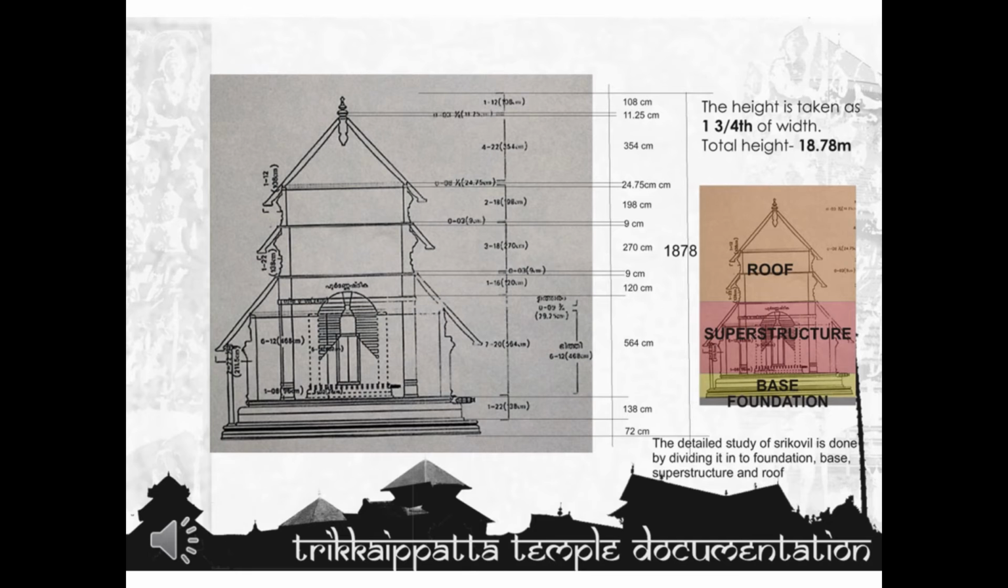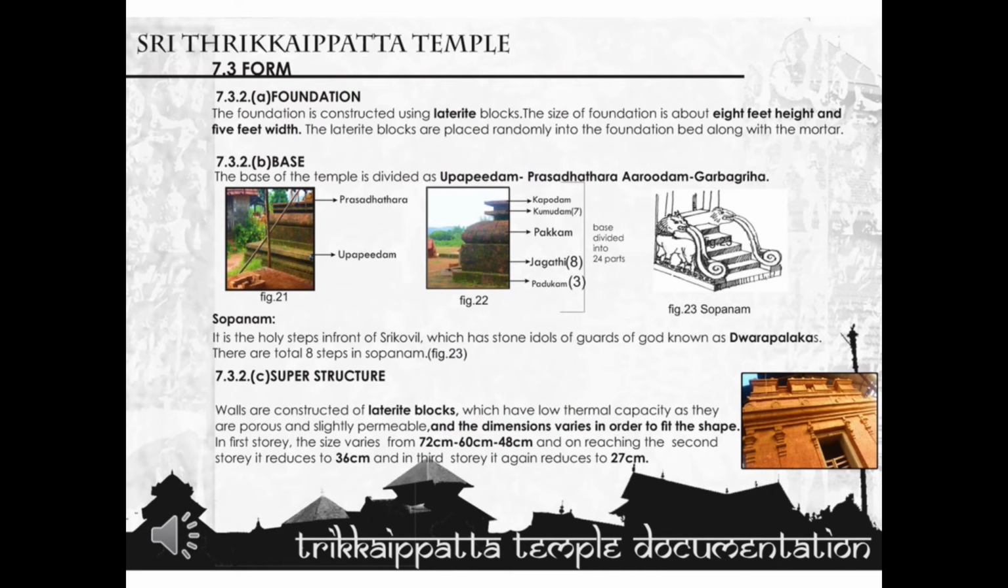This is a section of the Sri Kovil. Here the height is taken as 1 3/4 of the width. So the total height is 18.78 meter. The detailed study of Sri Kovil is done by dividing it into foundation, base, superstructure and roof.